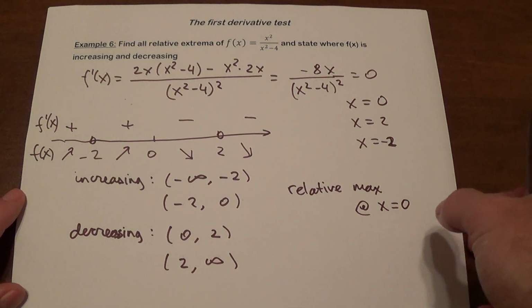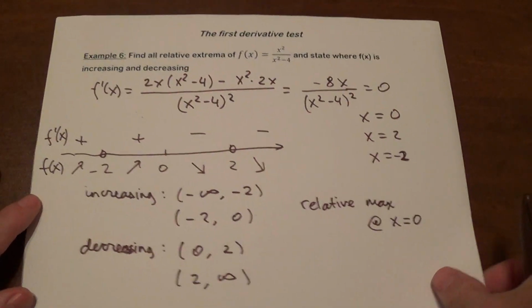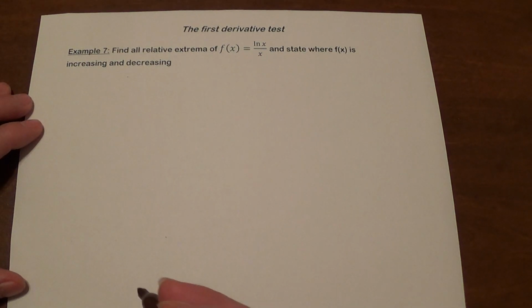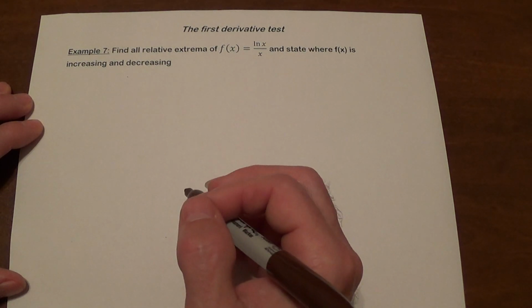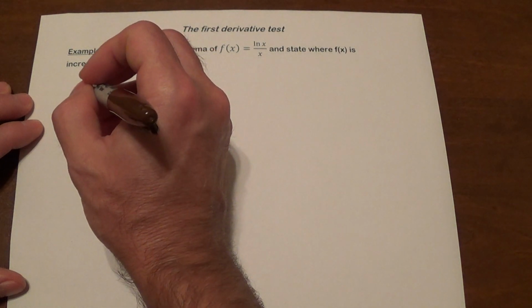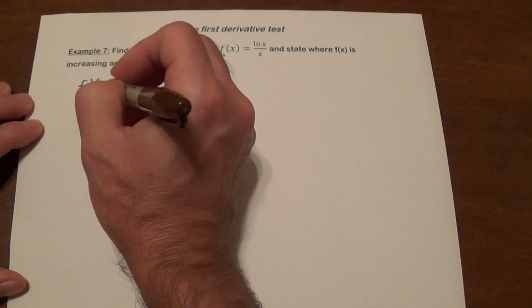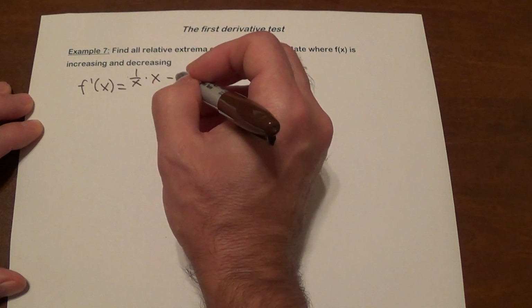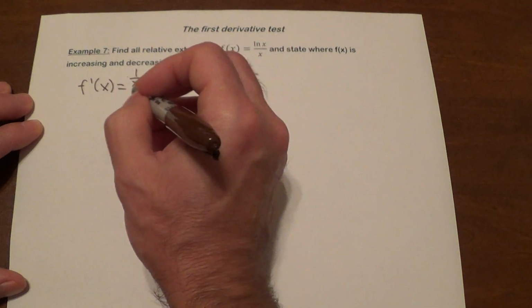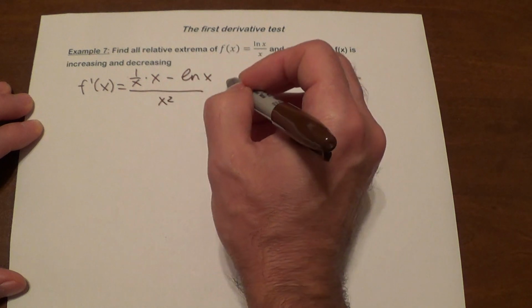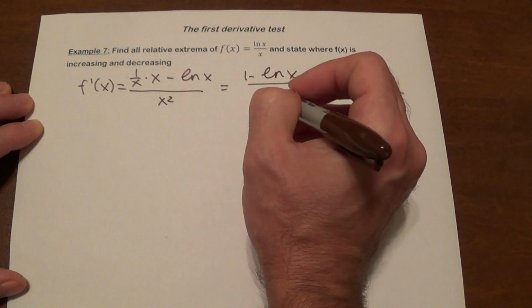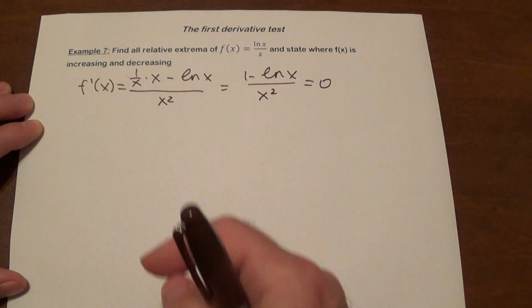Okay. And we got one last example. There we go. f of x equals ln x over x. Find relative extrema and where it's increasing and decreasing. Right, so we're going to do f prime. We need to use the quotient rule, which is going to be 1 over x times x minus ln x, divided by x squared, which is going to be 1 minus ln x divided by x squared, equals 0.